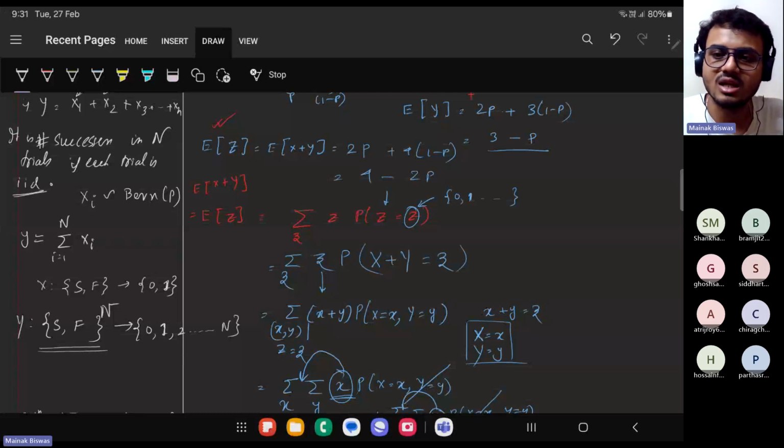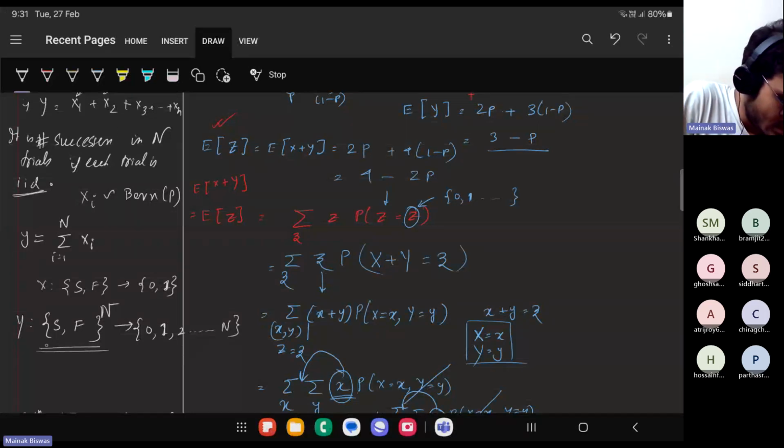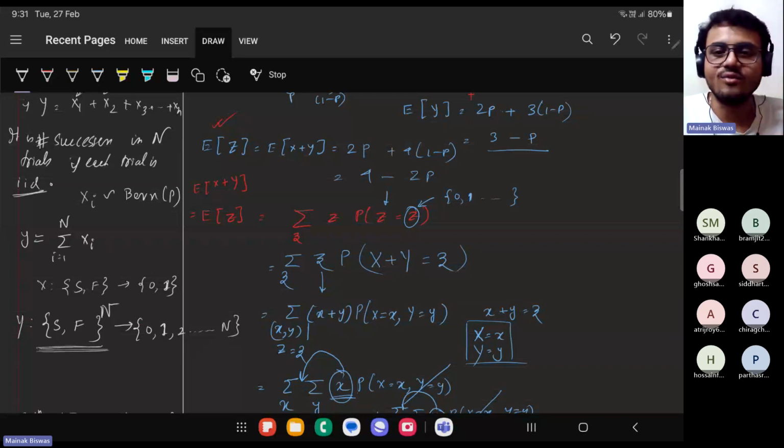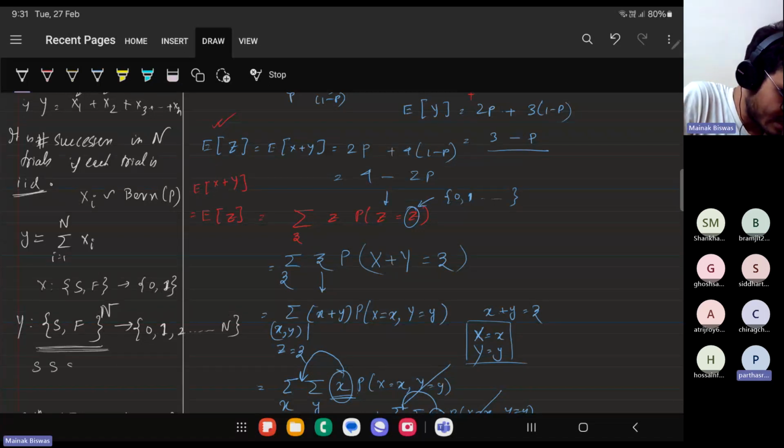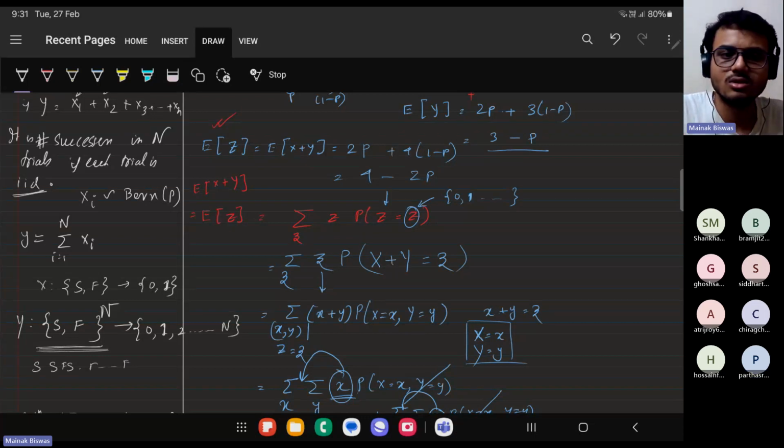This is why I'm telling you to keep that idea of sample space in the back of your mind. So you're selecting n of these. So you have n trials, right? Each can be success or failure, right? So it can be a series of S and F, any permutation? Yes or no? Correct.